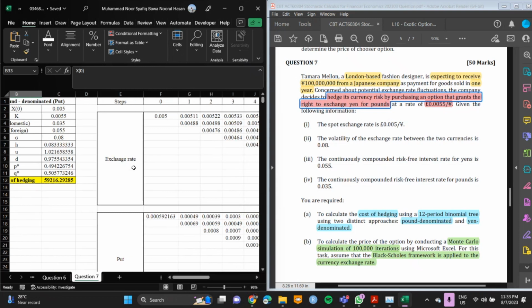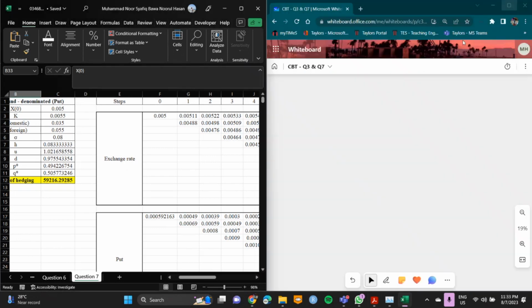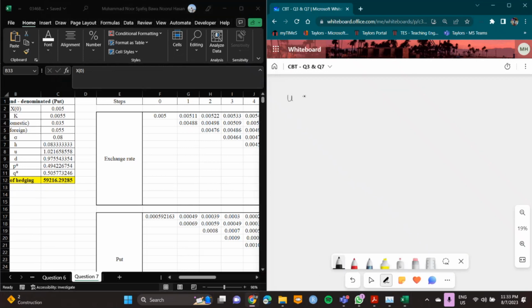So how do we do it in the binomial tree? Of course, in the binomial tree, we first need to find the value of u and also d. These are the formulas: u is exponent of (r minus rf) h plus sigma root h, and d is exponent of (r minus rf) h minus sigma root h, and p star is equal to exponent of (r minus rf) h minus d, over u minus d.